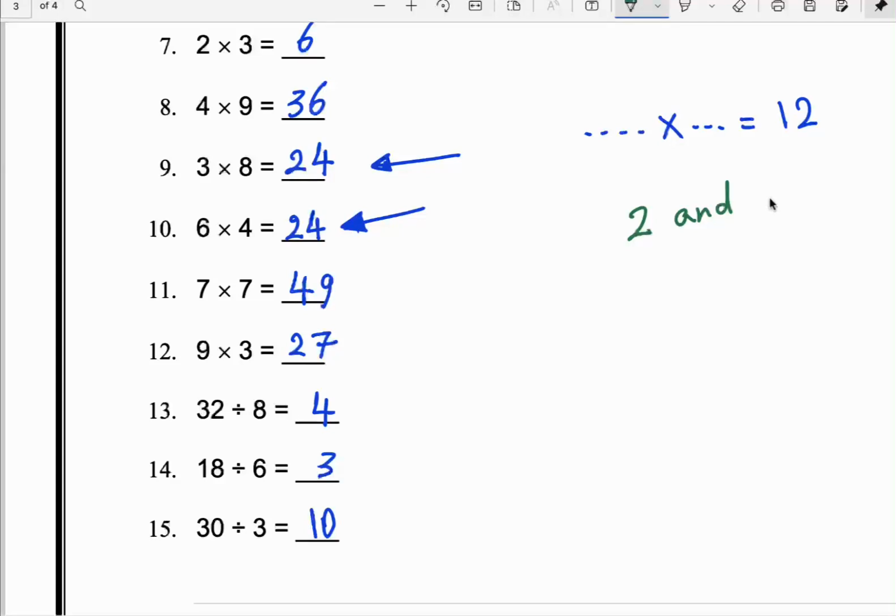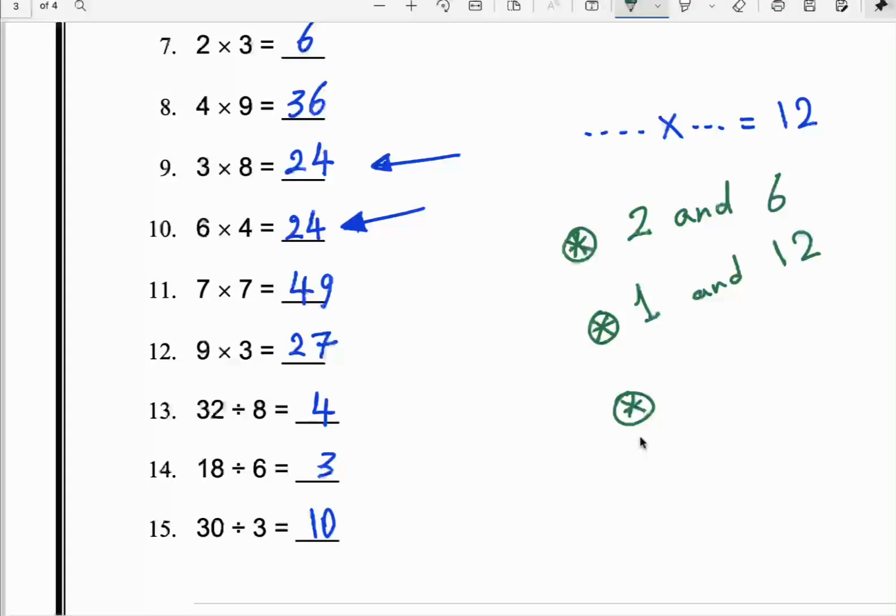2 multiplied by 6. Excellent. Do you have any other two numbers that can give you 12? 1 multiplied by 12. Excellent. 1 and 12. Okay, do you have any other two numbers that you can multiply to get 12?